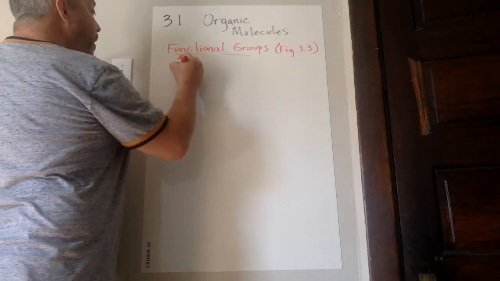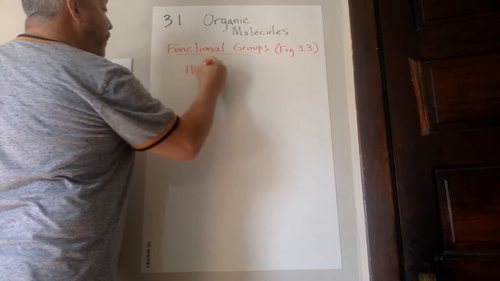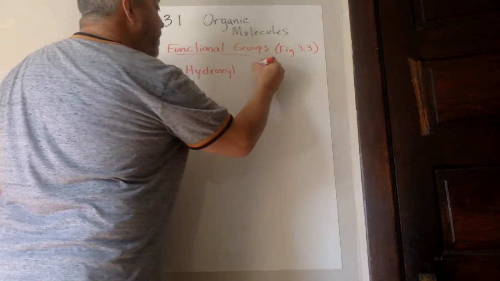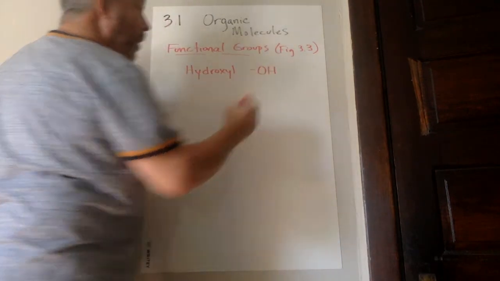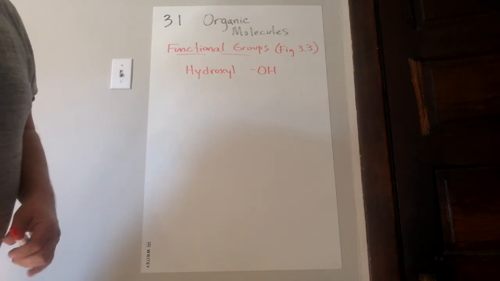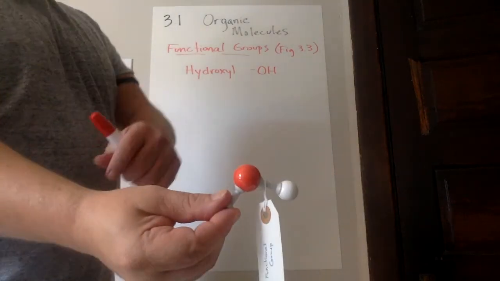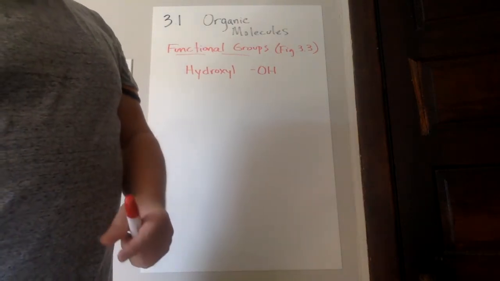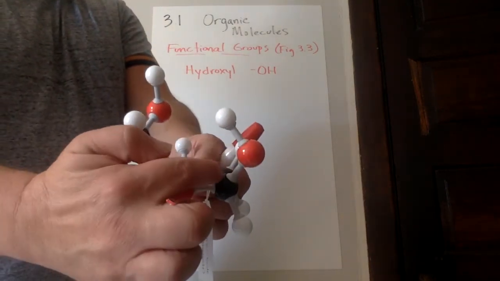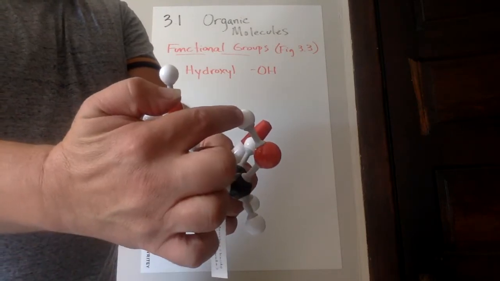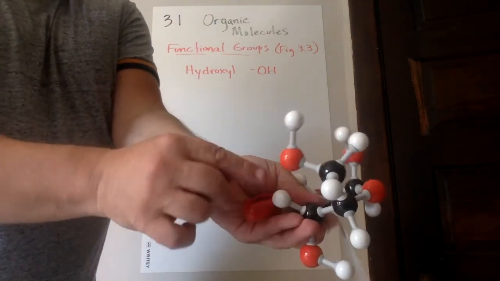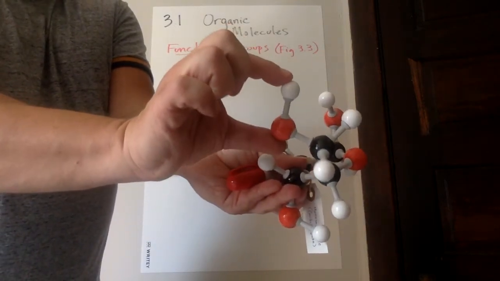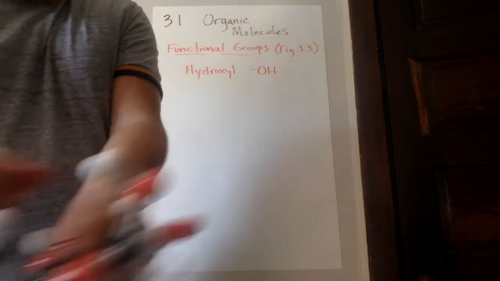So the first one that they talk about there is called the hydroxyl group. A hydroxyl group is simply one hydrogen and one oxygen. So this is the functional group, a hydroxyl group. We just have an oxygen attached to a hydrogen. And if you remember, you put several of these into your glucose molecule. For instance, here's a carbon, and here's an oxygen and a hydrogen attached to it. Here's another hydroxyl group. Here's the carbon, here's the oxygen, and the hydrogen. This here is the hydroxyl group.